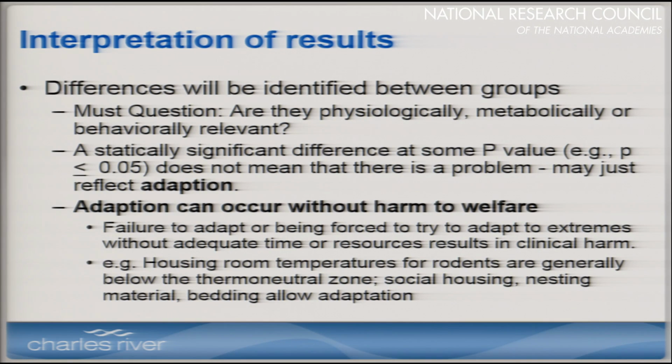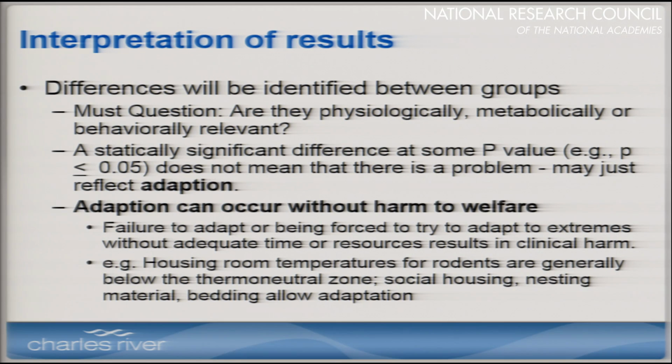As we started collecting data, we also started discussing what we do if we identify differences. If you collect enough data points, enough different parameters, you will find differences. Whether or not they're physiologically or metabolically or behaviorally relevant is a question you're going to have to grapple with, as we did. So just because we find a statistical difference in a value, a p-value, let's say, of less than 0.05, may not mean there's a problem. It may just reflect that there's a difference, there's adaptation going on. And adaptation can certainly occur without harm or risk to animal welfare.